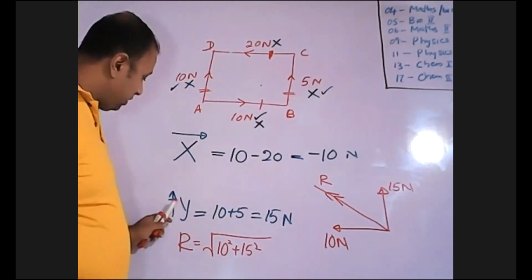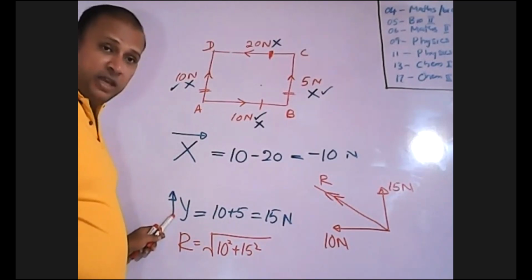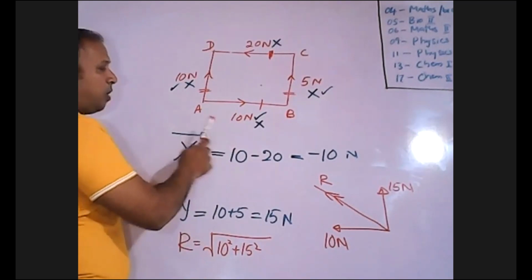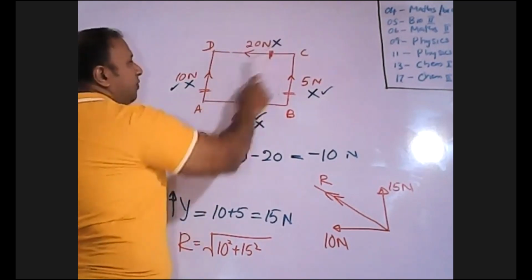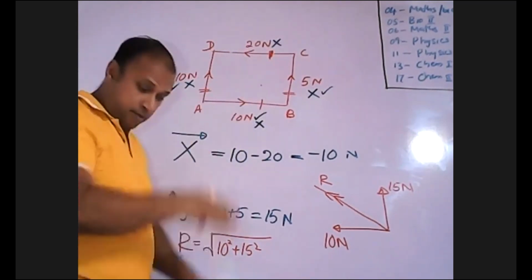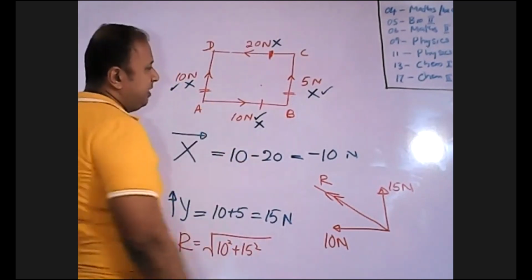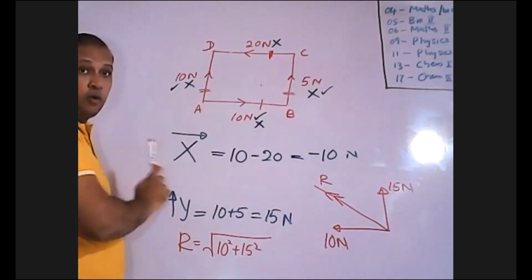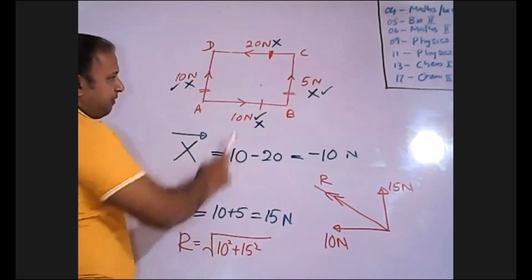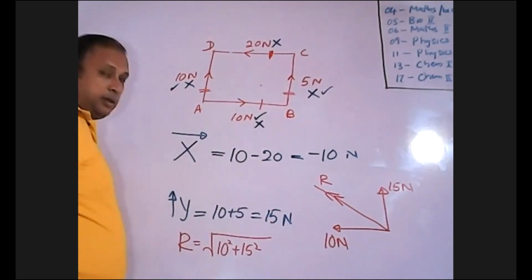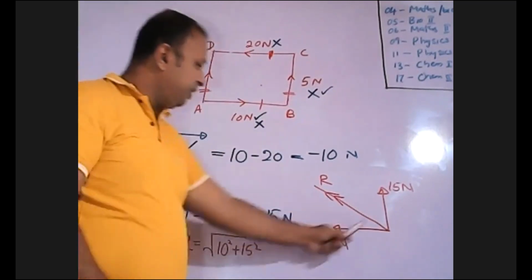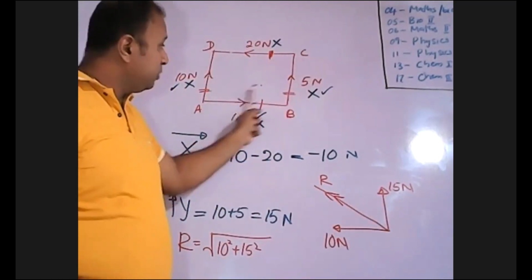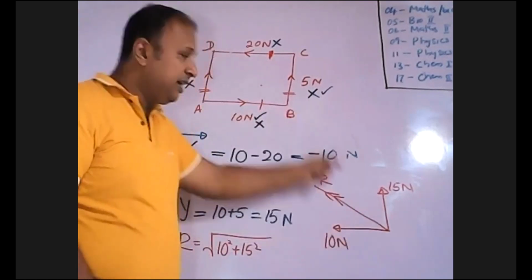Then again, you have to take the y component. There won't be any component from this force and this force because they are perpendicular to it. Then there are two components, from 5 Newton and 10 Newton, both in positive direction. Therefore, the y component is 15, in the upward direction. Then I can reduce this vector system into two vectors.